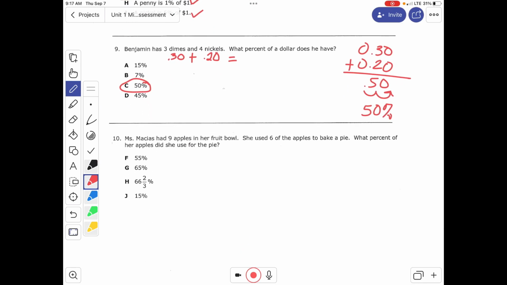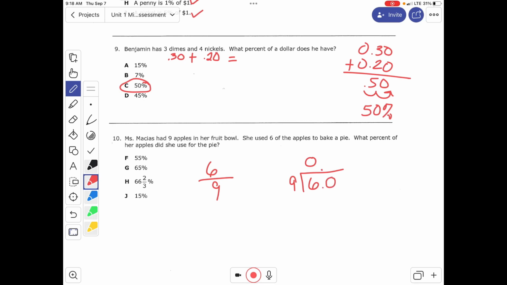Number 10. Miss Macias has 9 apples in her fruit bowl. She used 6 of the apples to bake a pie. What percent of her apples did she use for the pie? So she used 6 out of 9. We have to change 6 out of 9 to a decimal. So we divide. 6 goes in the house, 9 goes outside. 9 doesn't go into 6, so we put a decimal and a 0.